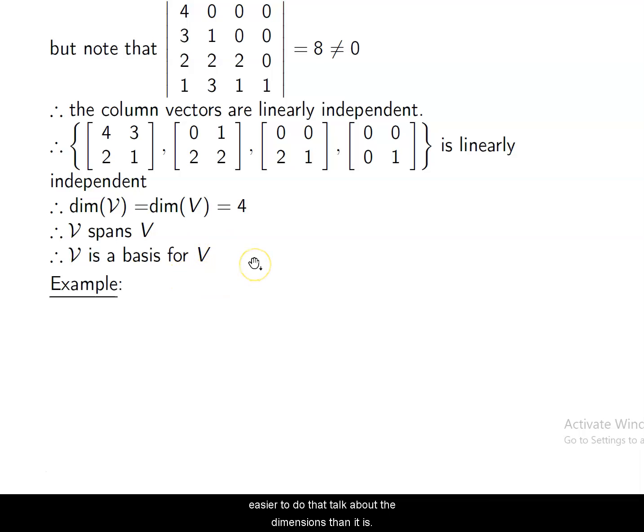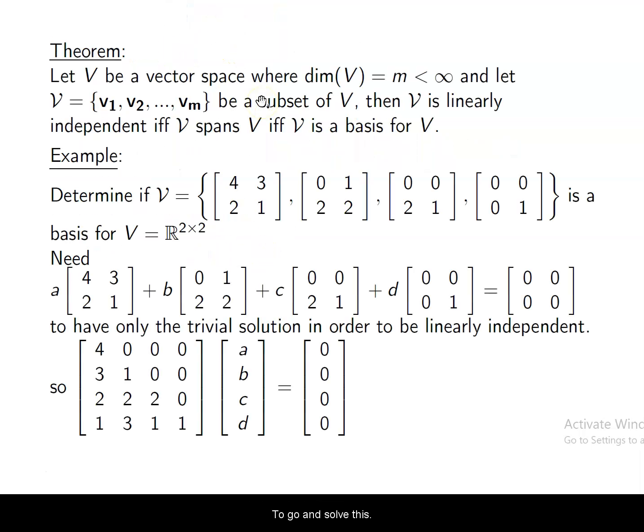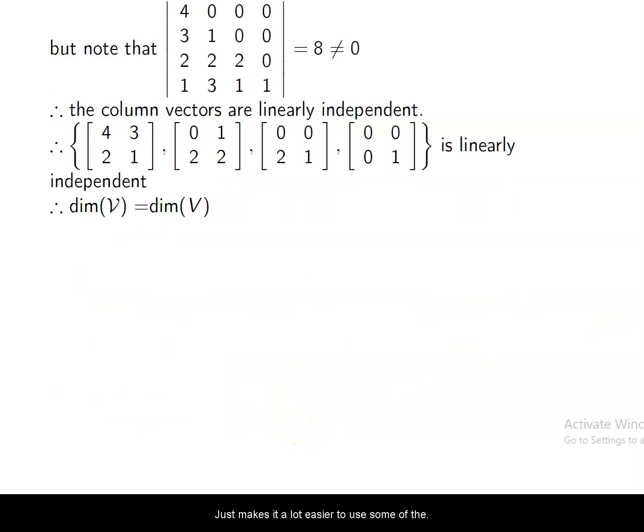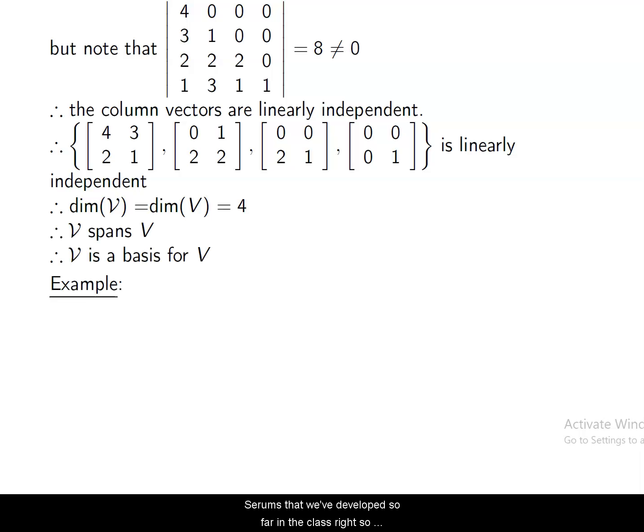And that's it. It's way easier to talk about the dimensions than it is to solve this for it being equal to 0, and then to solve this for it being C1, C2, C3, C4, and this is A, B, C, D, meaning any vector in R 2x2, and trying to find the coefficients that way. So it just makes it a lot easier to use some of the theorems that we've developed so far in the class.